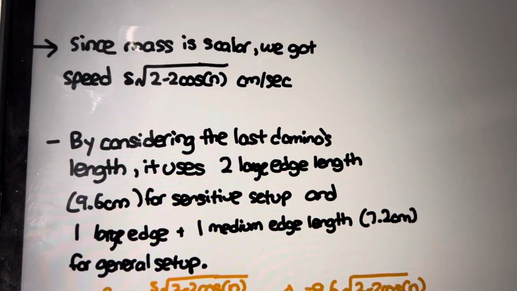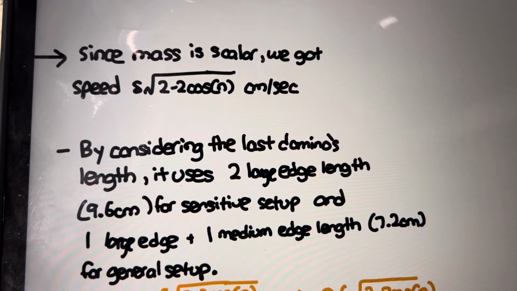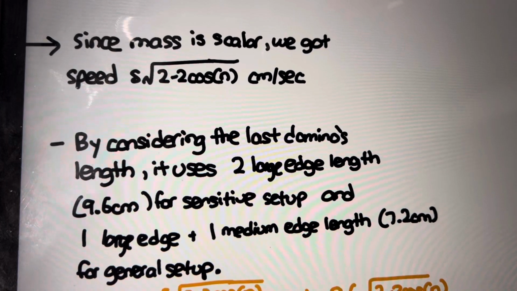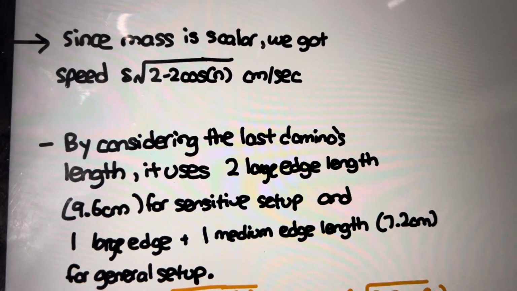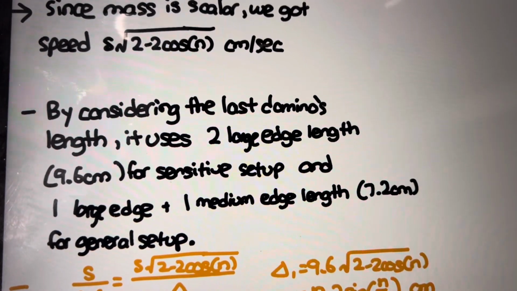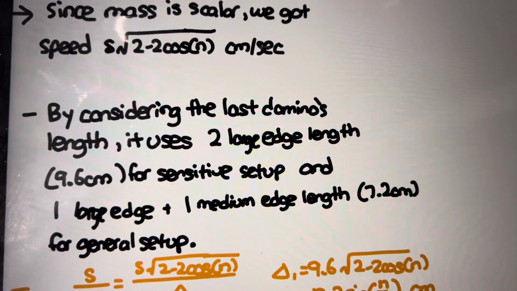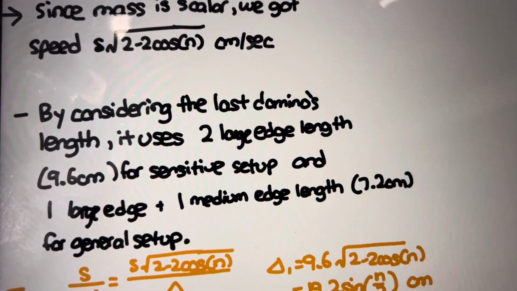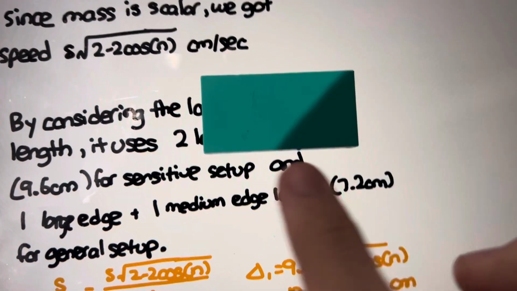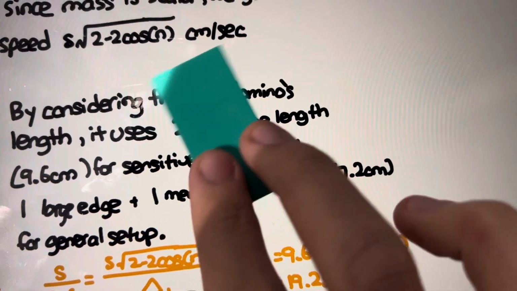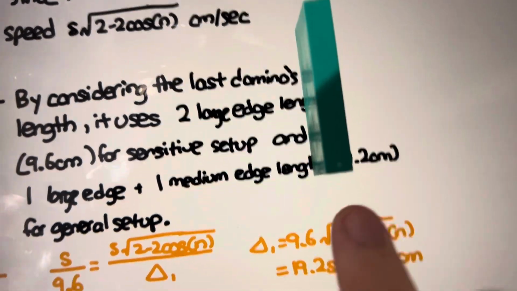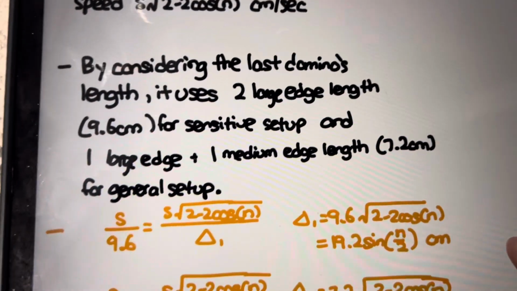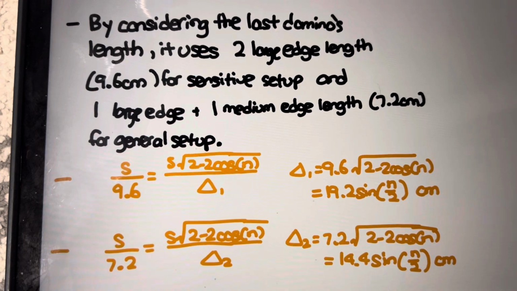Now, here's another idea. Remember the video that I posted, where we discussed how far the last domino travels? By considering the last domino length, it uses two large edge lengths for the sensitive setup, and one large edge plus one medium edge length for the general one. This one is the large edge, this one is the medium edge, and this right here is a small edge. As you can see here, I made two equations, the proportion.